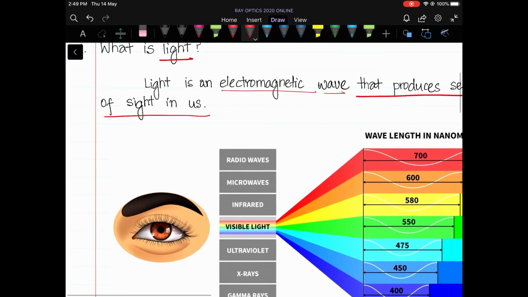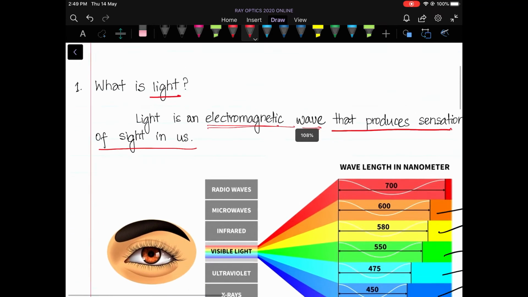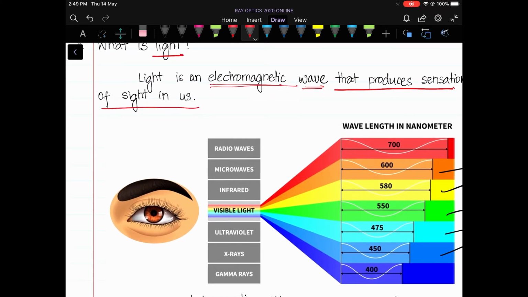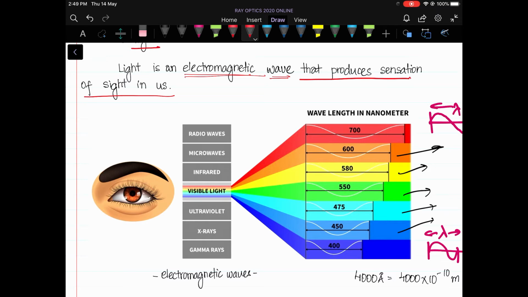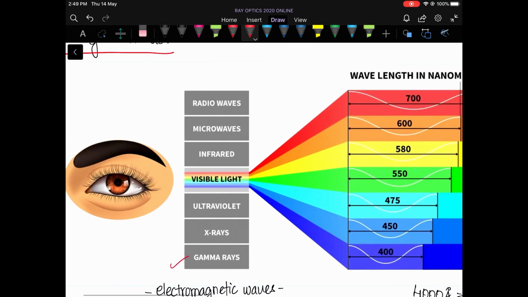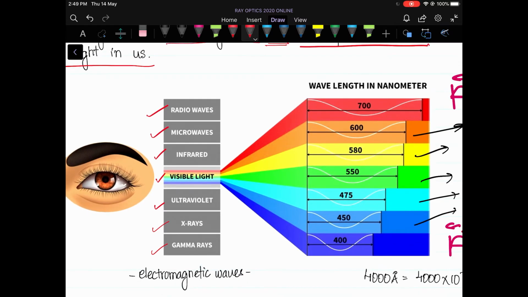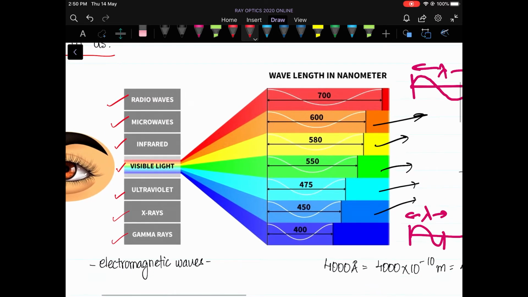Now, the word electromagnetic wave refers to a group of waves that has oscillations of electric field and magnetic field in them. The examples of all those waves are your gamma rays, X-rays, ultraviolet rays, we have visible light, infrared, microwaves and radio waves. Now all these waves differ in their properties, and the main property that differs all of them is the wavelength they have. Now every wave should have a wavelength.